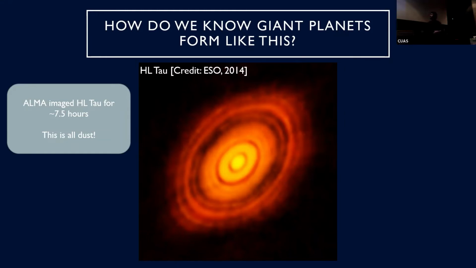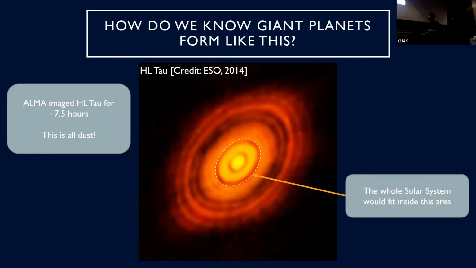What you're actually seeing here are these rings that are formed because planets inside here and inside here and inside here probably have carved out the dust. They've formed protoplanets that are inside these rings, and they're actually now forming giant planets as we speak. So this is all dust, and this just took 7.5 hours of ALMA's time. It is really, really revolutionary in terms of what we can understand about the universe.